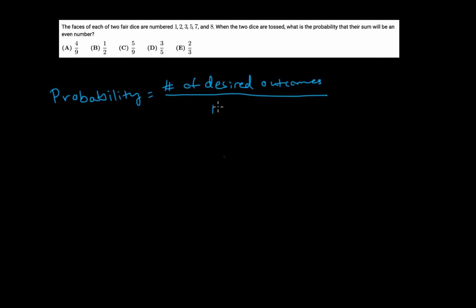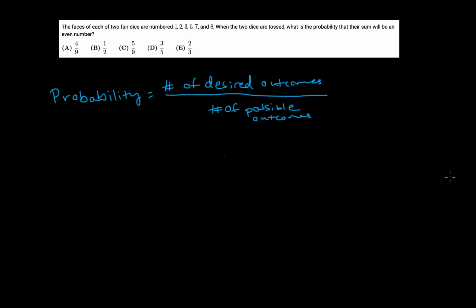So I'm assuming you've given it a go. Let's get started with our problem. If we remember, the probability of an event is the number of desired outcomes divided by the number of possible outcomes.